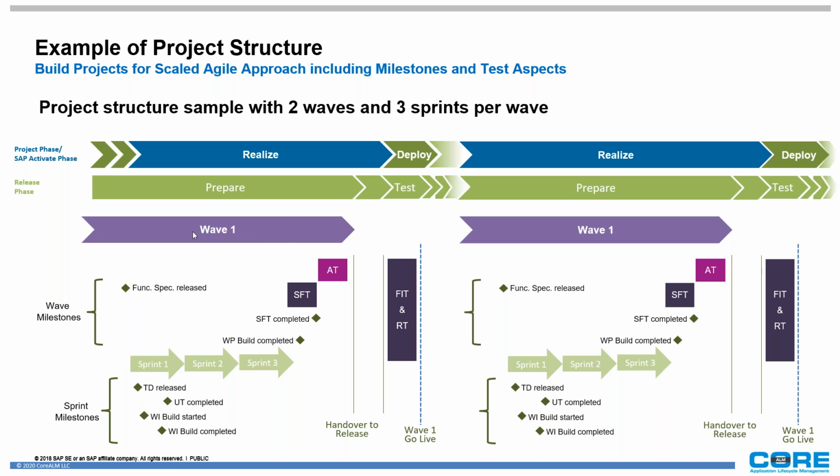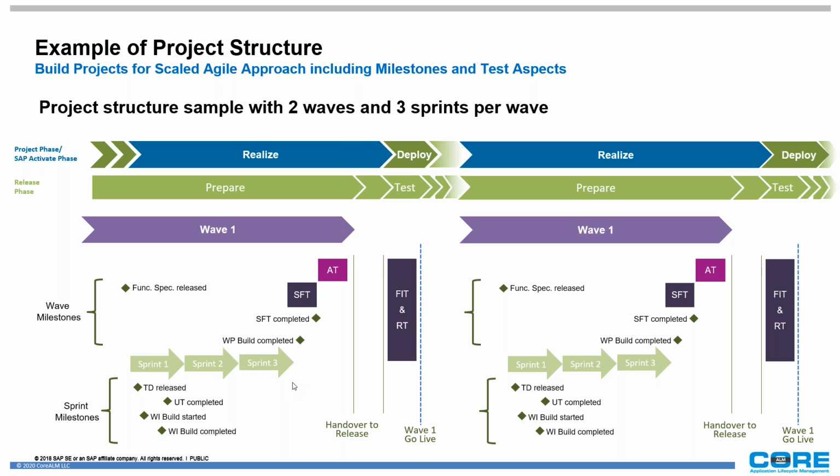But I want to pay attention to this one where it says under wave 1. Usually under everything that we build under a wave, if it has 3 sprints, at each one of these sprints we're doing some type of technical design, we're doing unit testing, and then we're doing the build. And once the build is completed, at the end of the sprint, we have all of the unit testing and so on.